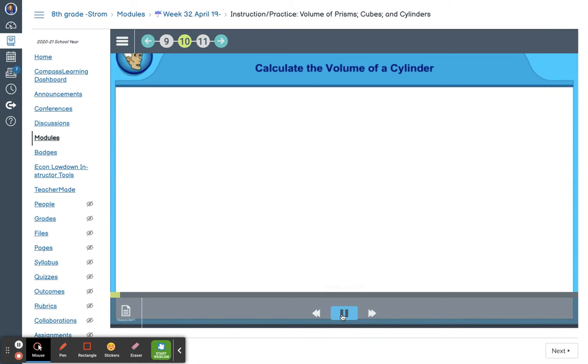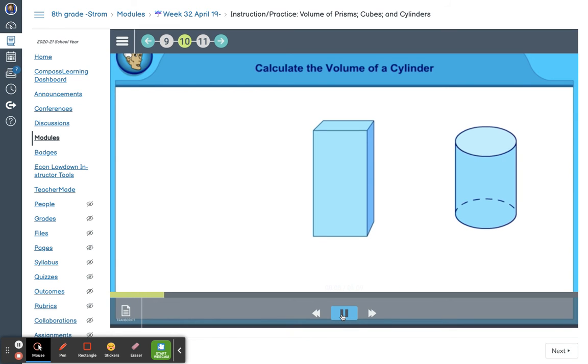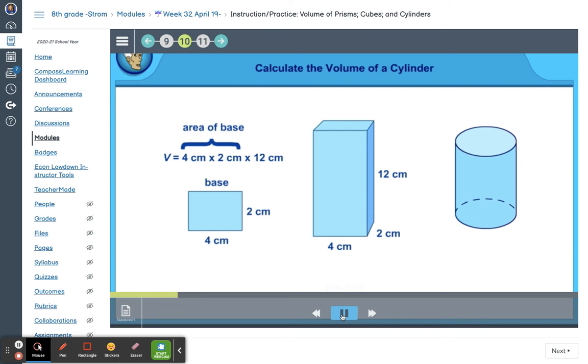Not all volumes are as easy to calculate. Let's explore the volume of a cylinder by comparing a cylinder to a rectangular prism. We know that the area of the base of a rectangular prism times its height is equal to the volume of the rectangular prism. Perhaps the same holds true for cylinders.